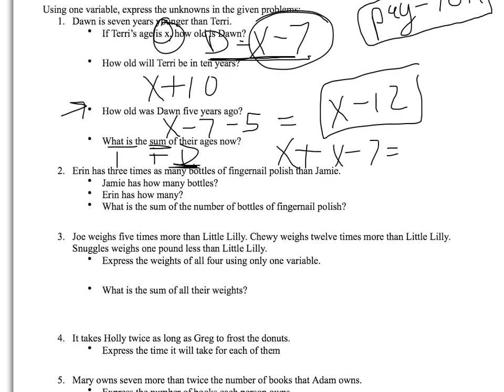Now, we can combine these terms again. If we have one X and we add another X to it, we have a grand total of 2 X's, which we write as 2X. And we have our minus 7. And that is the answer to that one right there.